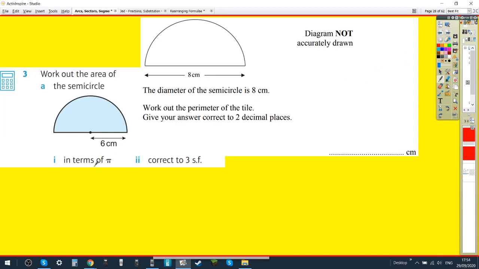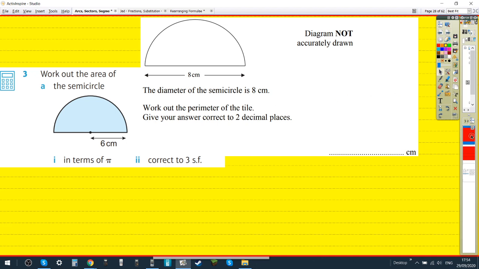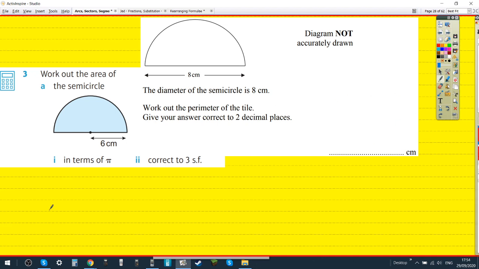We want the area of these semicircles. How do we do that? I'll start with the 6 centimeter one. So you have to do pi times 3 squared. It doesn't work that way. Because of BIDMAS, you would do pi times 6 squared times a half.